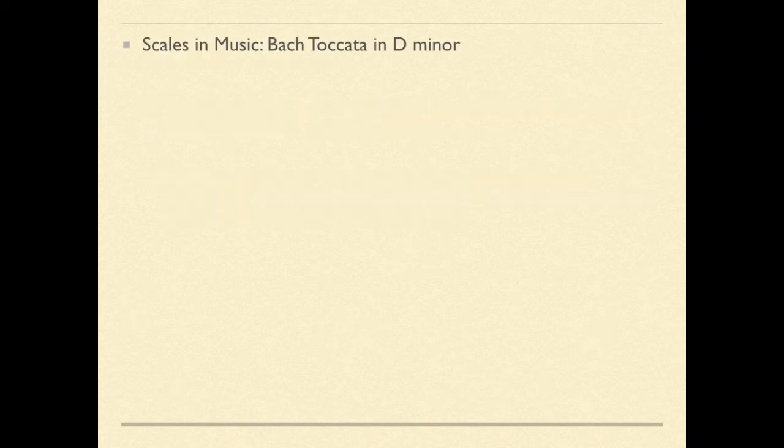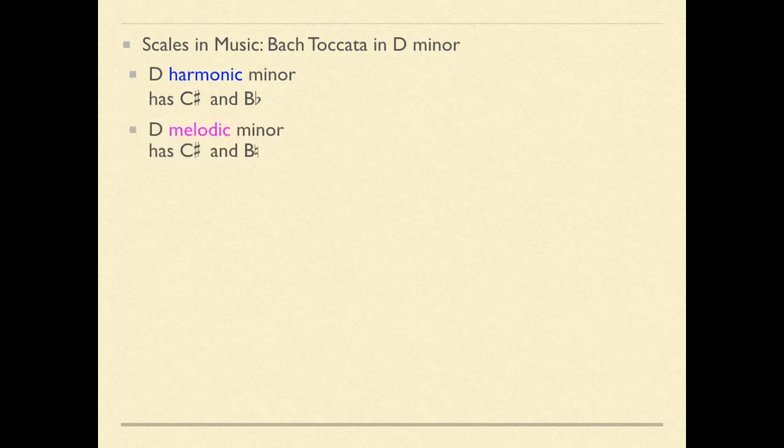Let's take a look at some minor scales in music. We're going to look at the Bach Toccata in D minor. Let's review what notes are in the D harmonic minor scale. That's C sharp and B flat. In the melodic minor scale, we'll have C sharp and B natural. And the natural minor scale has C natural and B flat.